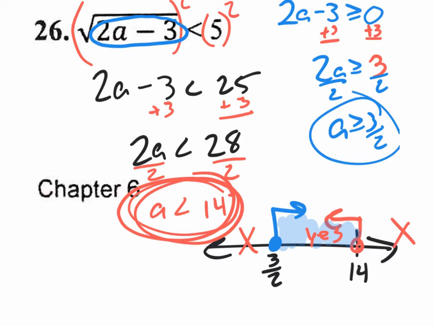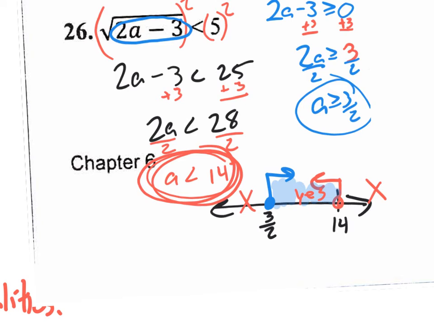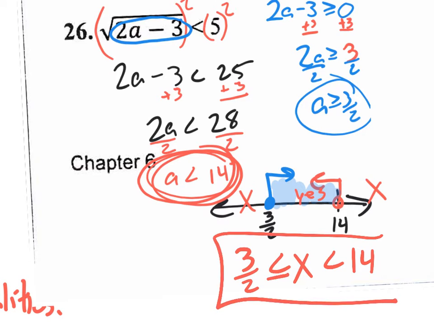Because we tested it, because we saw that the areas really are together and it does work in the middle, we are going to write this as a compound inequality written together with the x in the middle, smaller number 3 halves on this side, bigger number 14 on this side, with the inequalities where the 14 did not have a solid line underneath it, but the 3 halves did. So this is your answer. Compound inequality: 3 halves is less than or equal to x, which is less than 14.